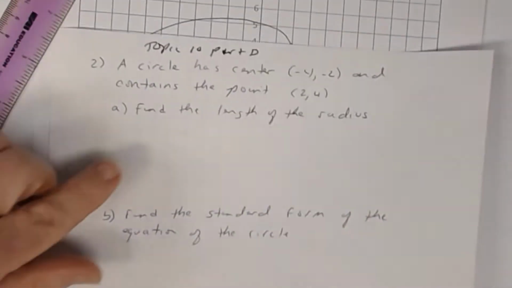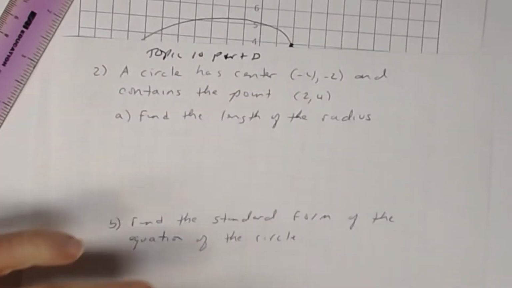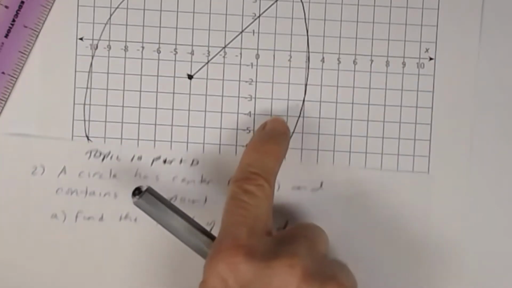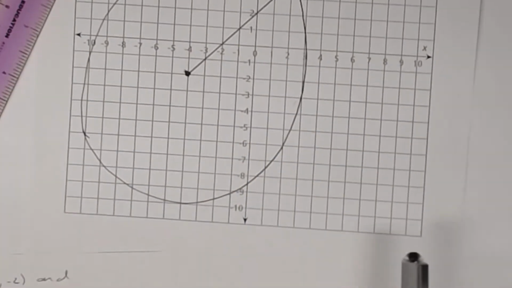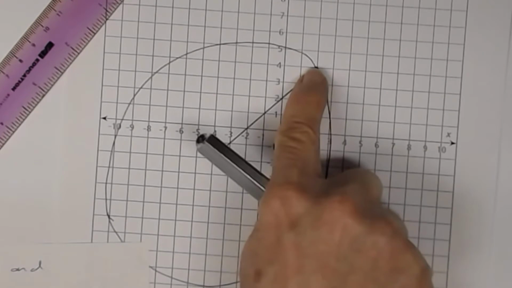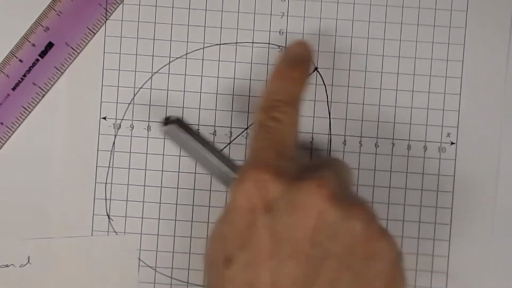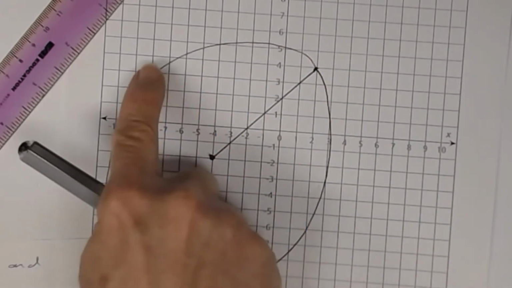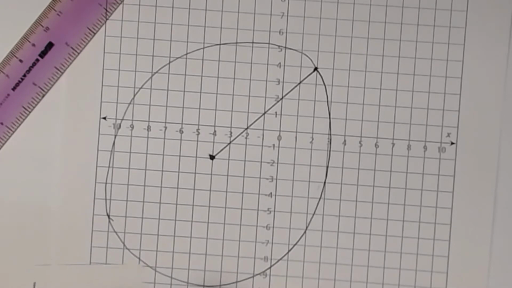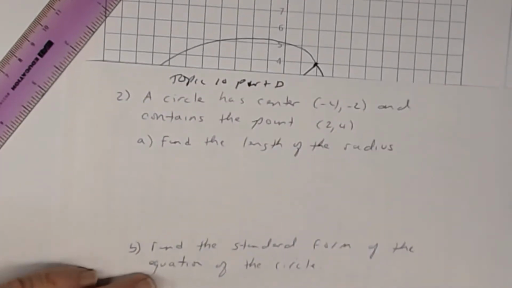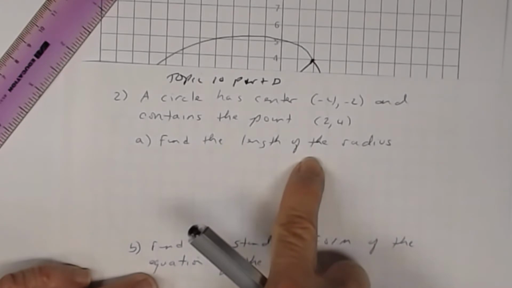So this is what it says. The center is this. It contains the point (2, 4). So containing the point (2, 4) means that that point is on the circle. And so I'm just drawing the circle as best I can. So there's the radius. So all these distances should be the same. Okay. And look at what it's asking. It's asking, find the length of the radius.